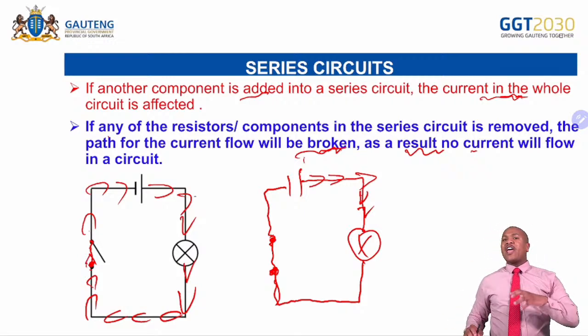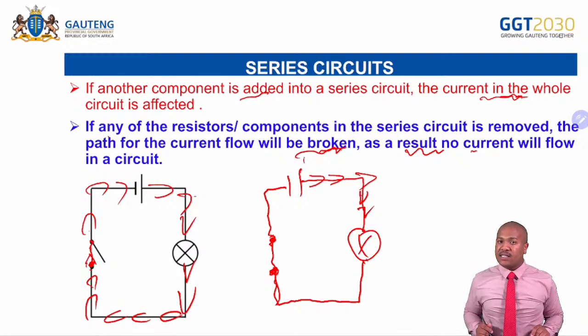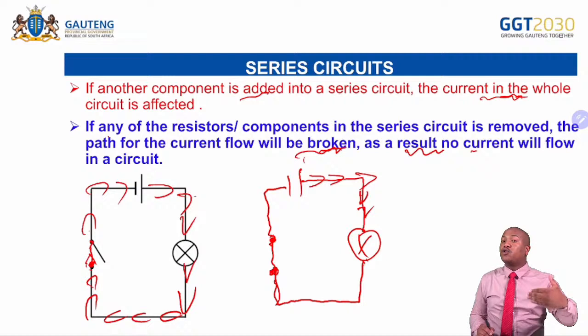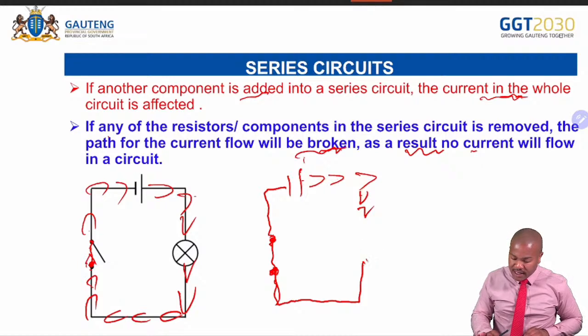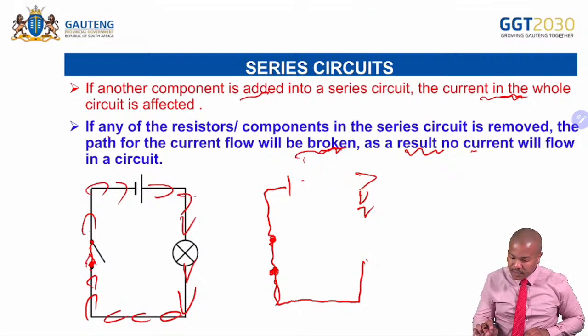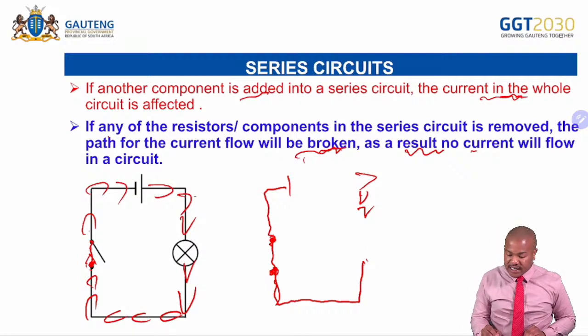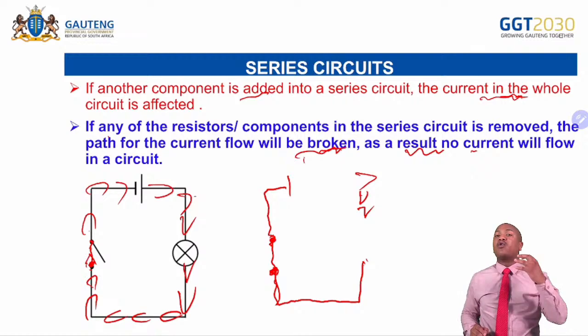So what happens here if you remove one component? Let's say we remove this light bulb from this series circuit. What is going to happen here? The current will be broken. It won't be able to pass through. So now let's remove this light bulb so that you can see what I'm talking about. The light bulb is removed, so there is no flow of current. The current is broken. Same as when you remove a cell. There is no flow of current in that electrical circuit because one component has been removed from it.